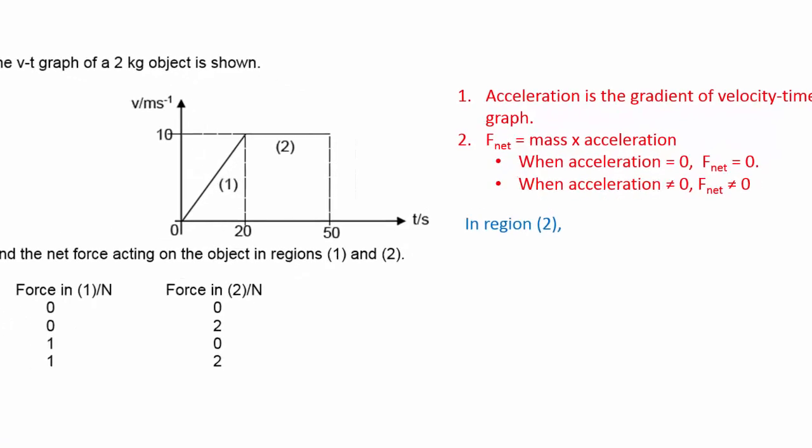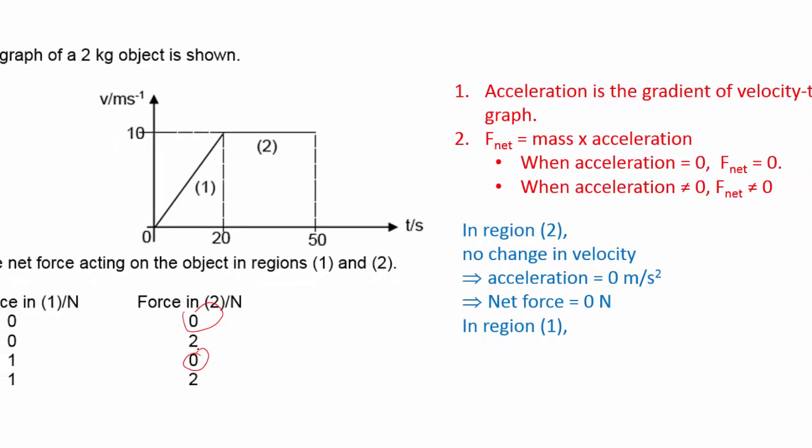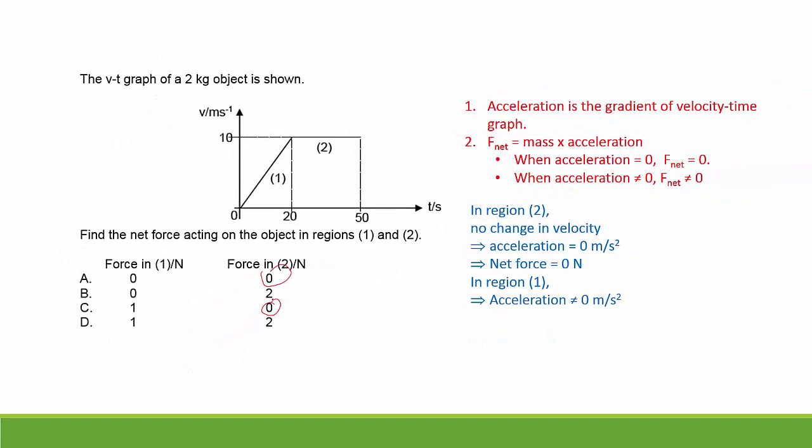So let's look at region 2. Okay, region 2, there's actually no change in velocity. So no change in velocity means acceleration equals 0, which means that net force equals 0. So the only two possible cases will be A or C. In region 1, there is some acceleration because there's a change in velocity. So which means that the net force is not equal to 0. So the only possible option that fits this case would be C.